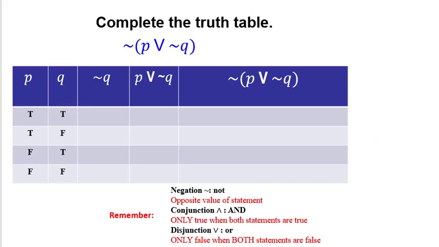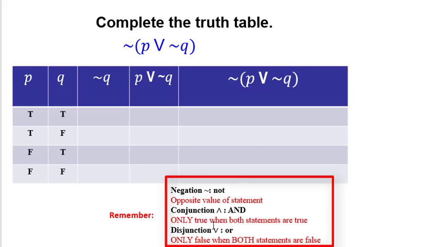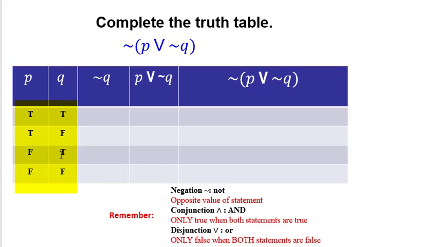Now let's get into making a chart. I did put a little reminder down here at the bottom of the screen. Now when I'm making truth tables, it really doesn't matter how you start it, but in general, I usually do true, true, then true, false, false, true, false, false. My ultimate goal is to find not, and in parentheses, P or not Q.